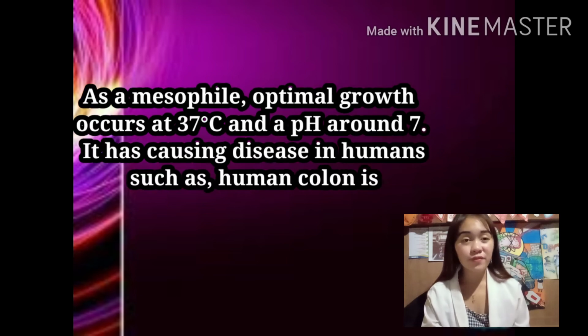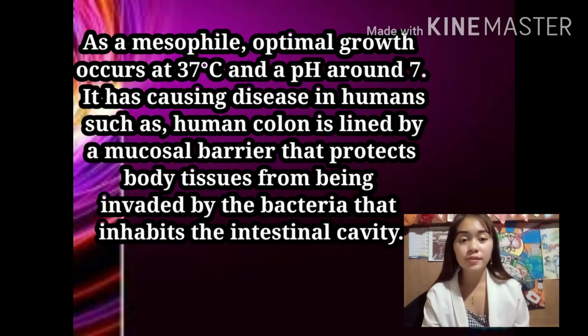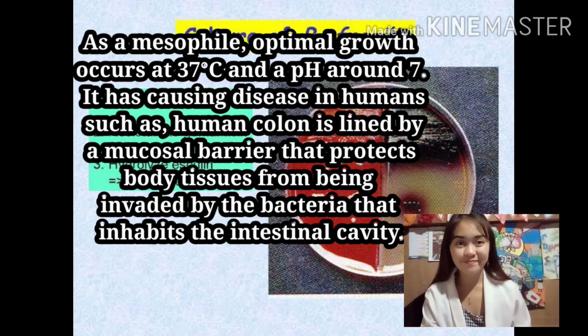As a mesophile, optimal growth occurs at 37 degrees Celsius and a pH around 7. As for causing disease in humans, the human colon is lined by a mucosal barrier that protects body tissues from being invaded by the bacteria that inhabit the intestinal cavity.